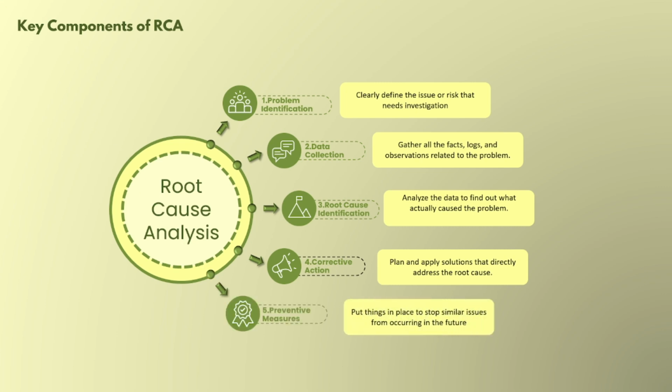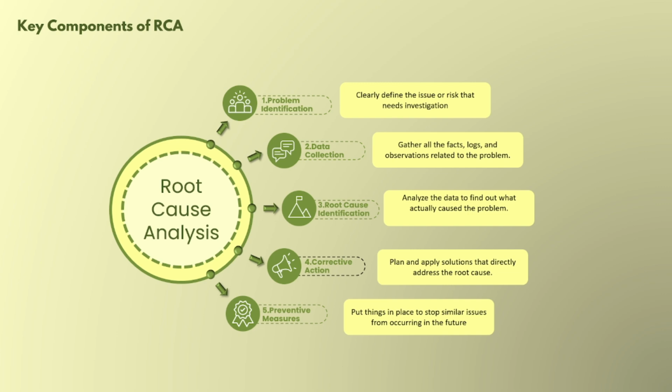And the last is preventive measures. Here we put things in place to stop similar issues from occurring in the future. Think of it like future proofing. Make sure the same mistake doesn't come back again and again. So we are trying to prevent that particular issue by keeping preventive measures in place.